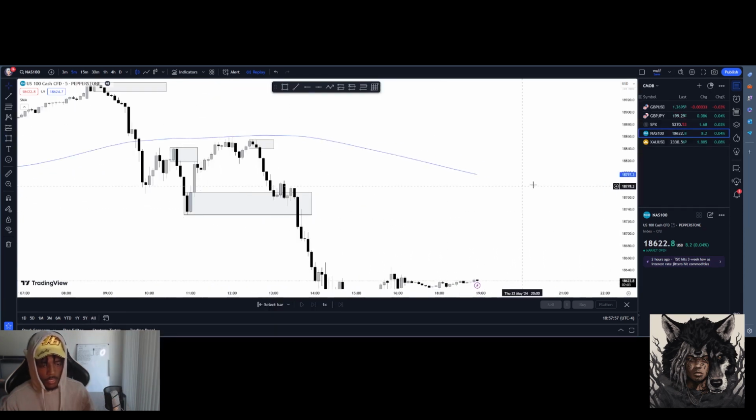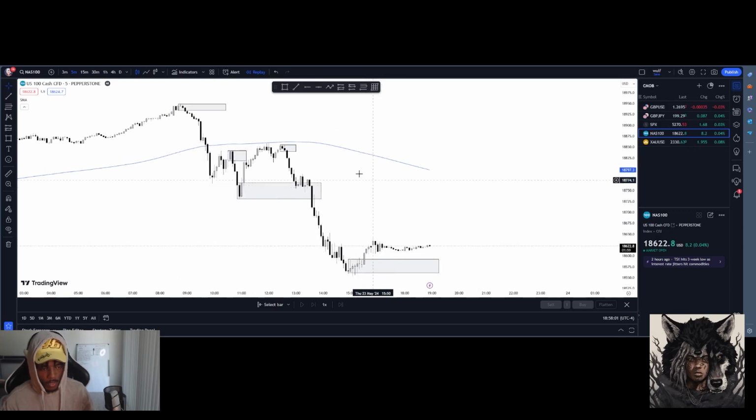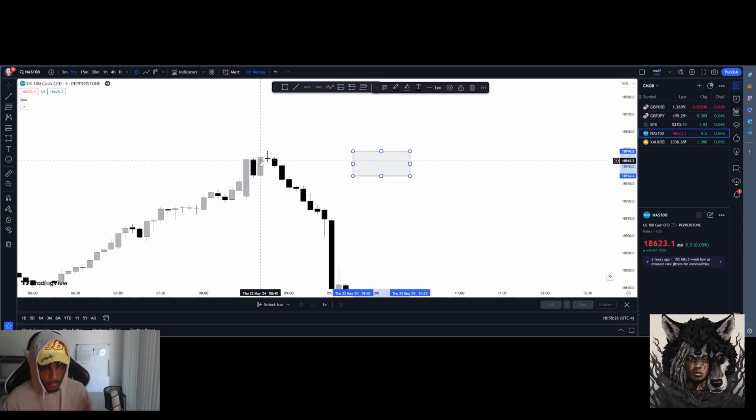I'm going to let you analyze this for a second and take a guess at how I came about drawing these boxes. That will be the last bullish candlestick before price started to trail down. So I started there and then I brought it up to the top wick of this candlestick. That's all I did.